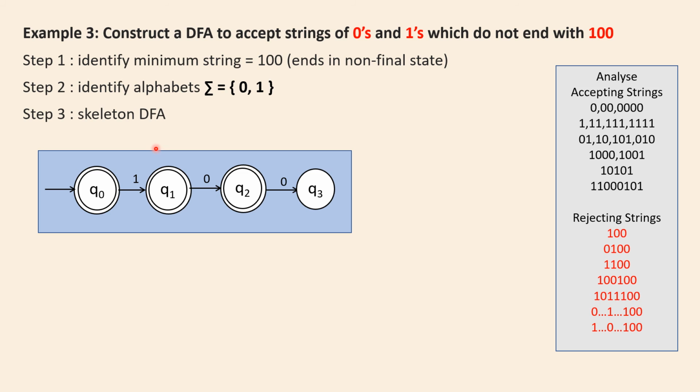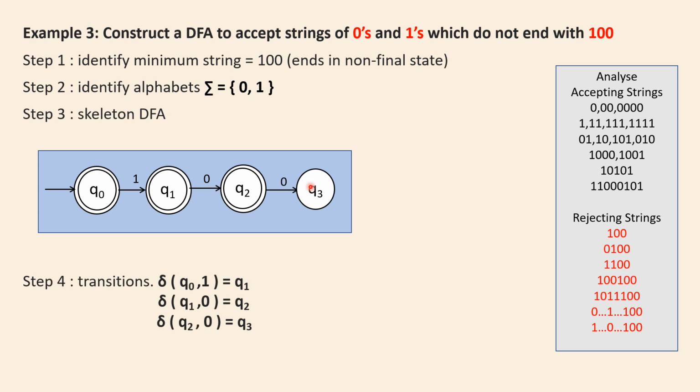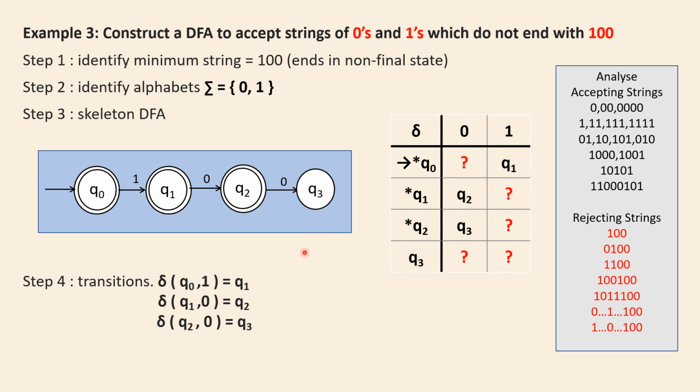Now here we have the skeleton diagram, where it means 100 should be in a non-final state. So here I have 1, 0, 0, which is in a non-final state, which means only 1 is being accepted, 0 is being accepted, 10 is being accepted. All these are in final states. If I get 100, it has to be rejected, which is in a non-final state. So these are the transitions.